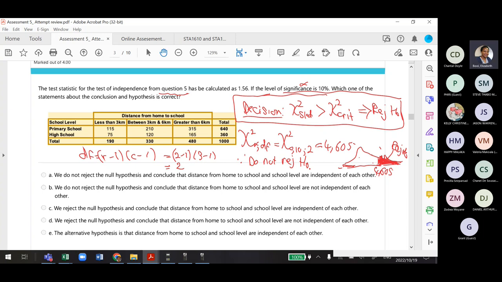Number B, we do not reject the null hypothesis and conclude that the distance from school and school level are not independent of each other. Number C, we reject the null hypothesis and conclude that the distance from school and school level are independent of each other. Number D, we reject the null hypothesis and conclude that the distance from school and school level are independent. Number E, the alternative hypothesis that the distance from school and school level are independent of each other. A, B, C, D, or E.